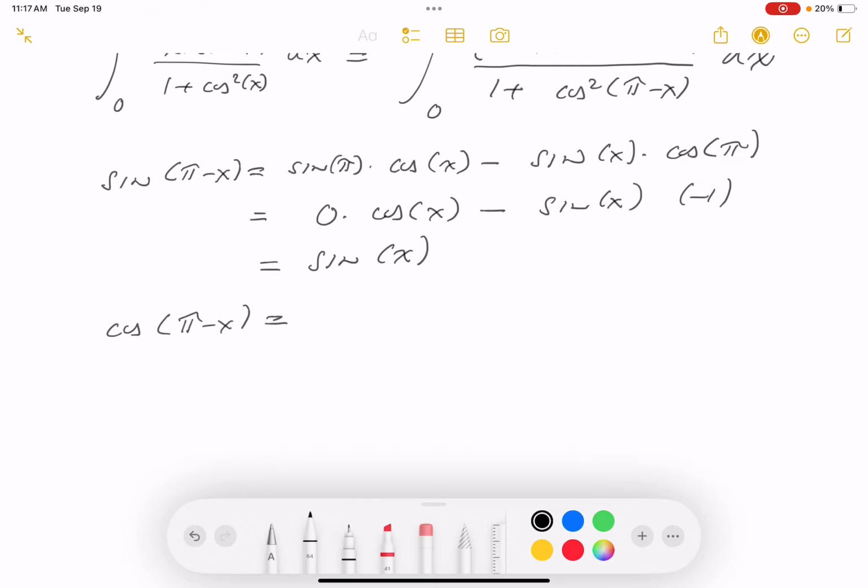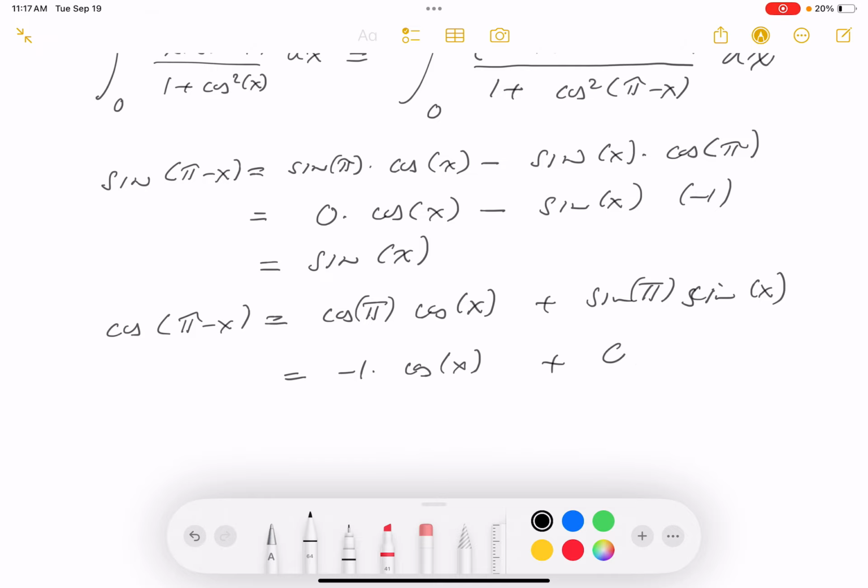Again, stuff I learned in trigonometry. So cosine pi, cosine x, plus sine pi, sine x. Well, the cosine of pi is minus 1, that's cosine x, plus the sine of pi is 0, sine x. And there are other ways of doing this, by the way. What do you get? You get minus cosine of x.